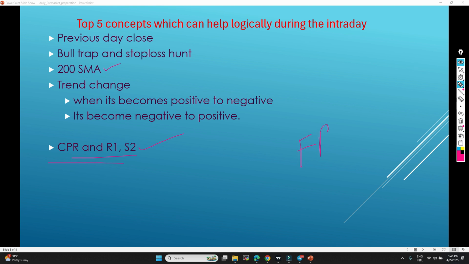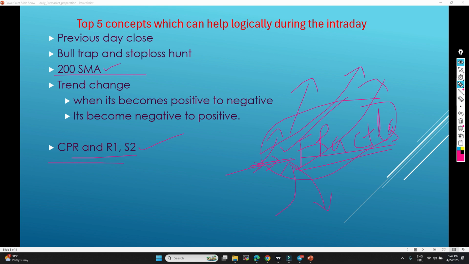fractals. These will form dynamically. The first time formation will not help. Next time, after forming this fractal, when price comes to that level, it is going to act as a resistance. In case the fractal breaks out, we can see a good movement, that is the trend continuation. We can expect a good move. This is how these things work.